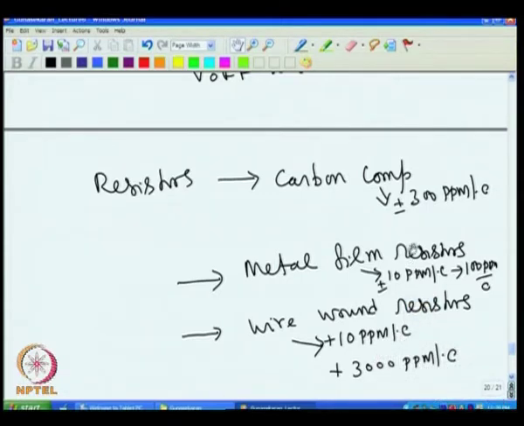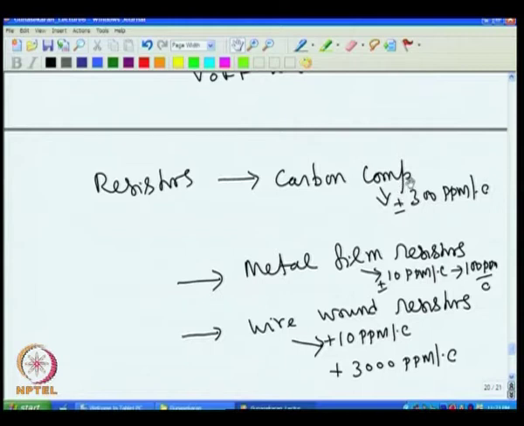With age, the resistance change is very little for metal film resistors. They invariably specify in terms of percentage per year how much it will change, 0.1%, whereas carbon changes up to 1%. For wire wound resistors, the change is mainly due to oxidation. If it is properly sealed, then the aging problem of wire wound resistors is very little. So, for long time use, wire wound resistor is good, but they have a large temperature coefficient.